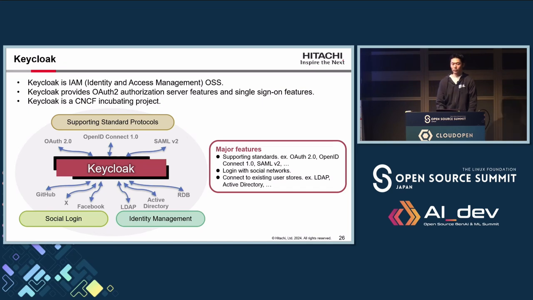First, I briefly introduce Keycloak. Keycloak is an identity and access management OSS, and Keycloak provides OAuth 2.0 authorization server features and single sign-on features. Keycloak is a CNCF incubating project. Here I introduce three major features. First, Keycloak supports standard protocols such as OAuth 2.0, OpenID Connect, SAML, and so on. Second, Keycloak can log in with social networks such as GitHub, X, Facebook, and so on. Finally, Keycloak can connect to existing user stores such as LDAP, Active Directory, and so on.